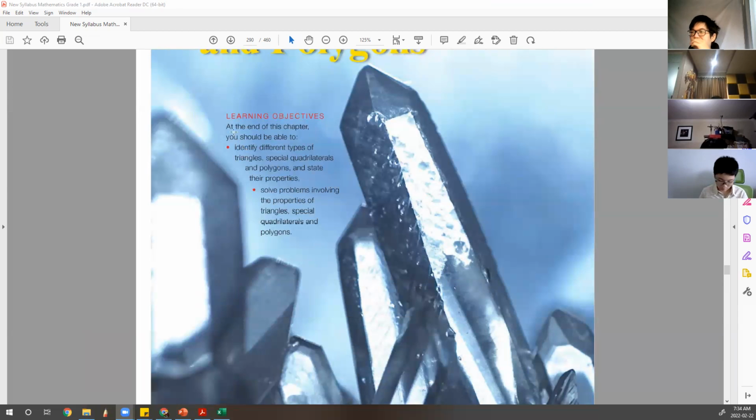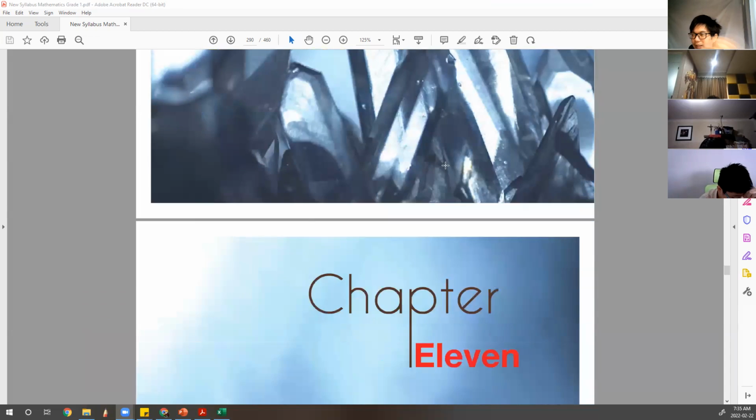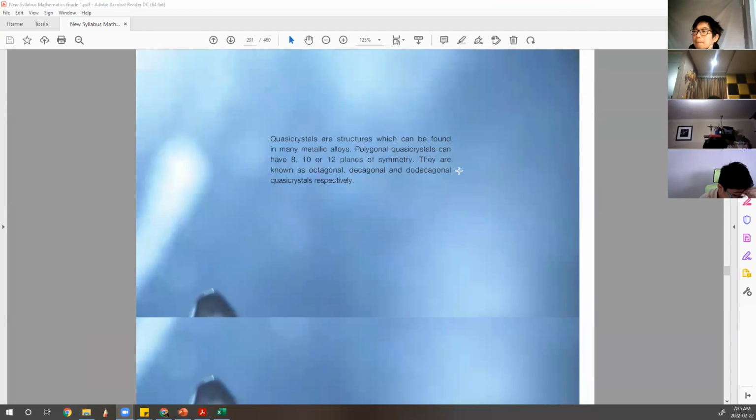Okay, let's see our learning objective. You should be able to identify the different types of triangles, special quadrilaterals, and polygons, state their properties, and solve problems including all the topics and all the shapes: triangles, quadrilaterals, and polygons. Okay, let's start with the first thing.